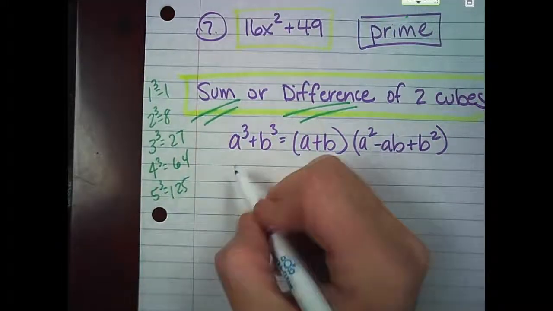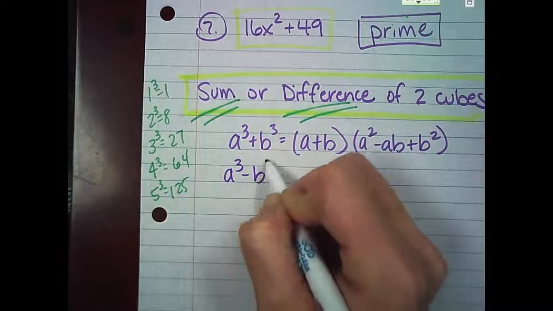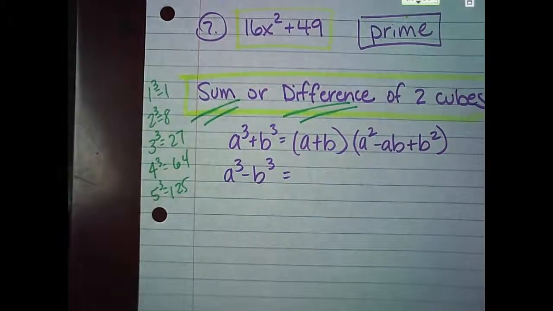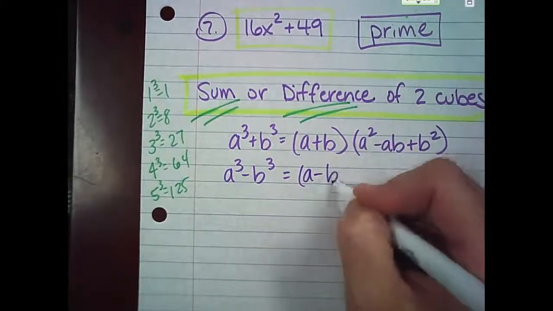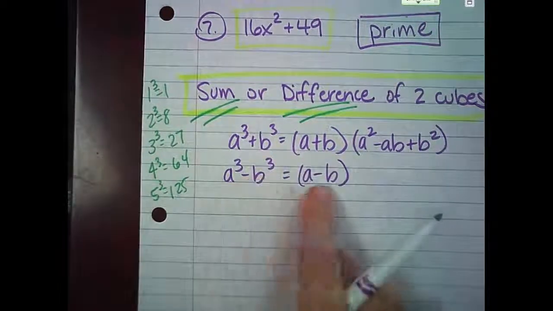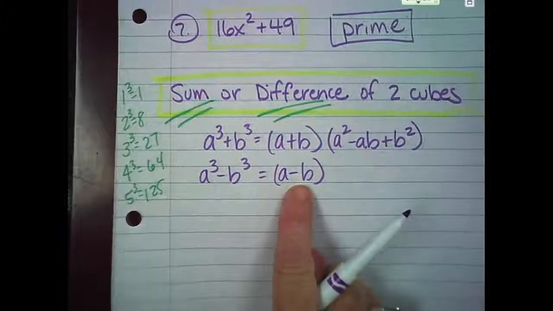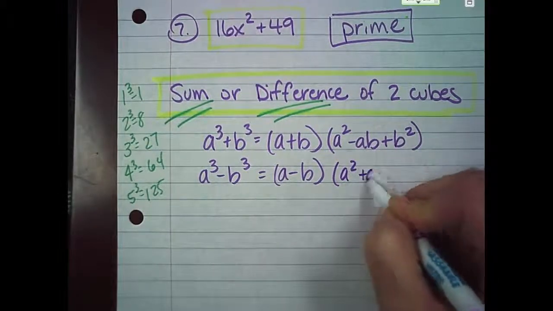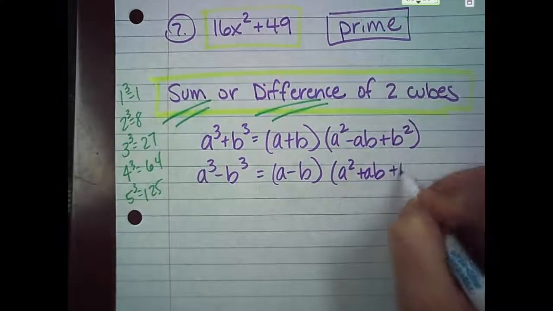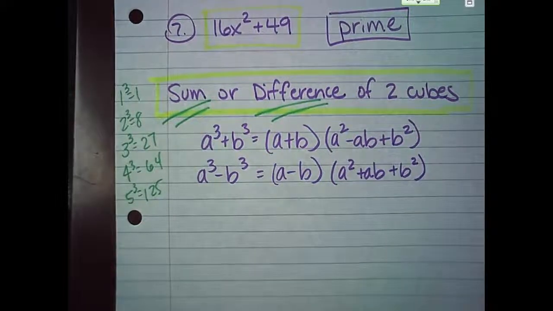Now, what happens if we have a cubed minus b cubed? You can still factor it, except your binomial has a minus in the middle. Notice plus, plus, minus, minus. And your trinomial, again, you square the first term, multiply them together, change the sign, and you square the last term. Okay, that's kind of messy and hard to remember.